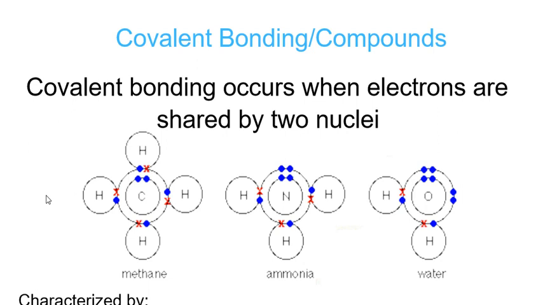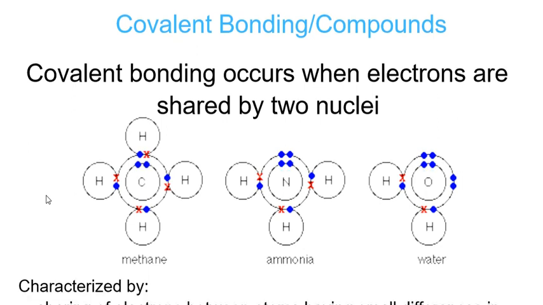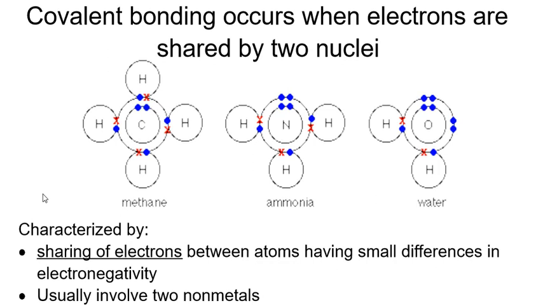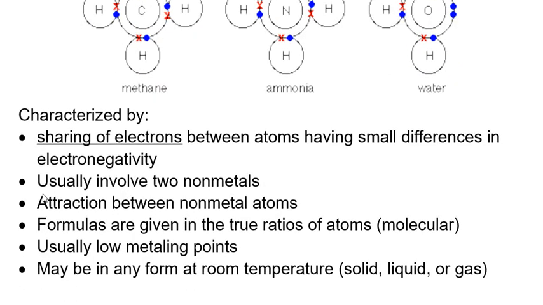Covalent bonding occurs when electrons are shared, so there's not that transfer anymore. They're sharing electrons so that they can fill up their outer shells. Usually it involves two nonmetals. Basically, metals don't do this kind of thing. It's an attraction between nonmetal atoms. You can form large, complex structures this way that are more than just crystalline structures.